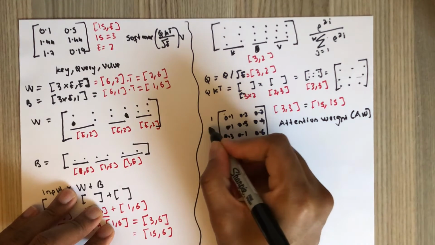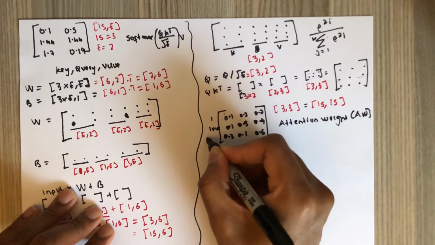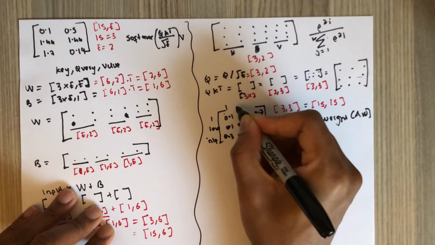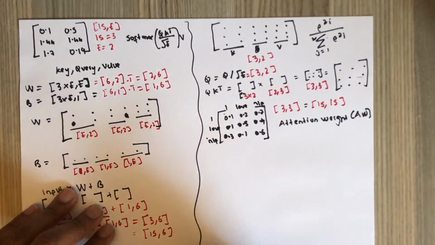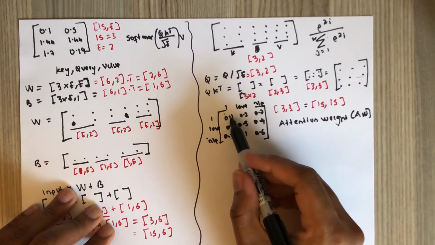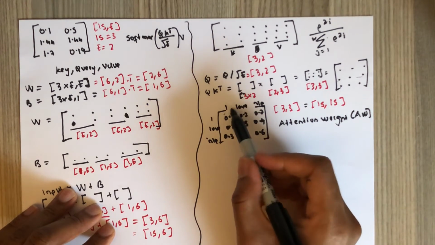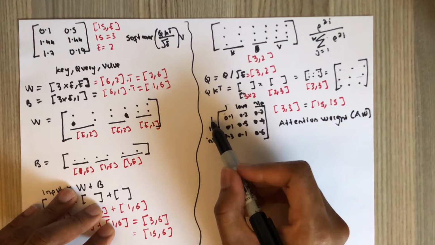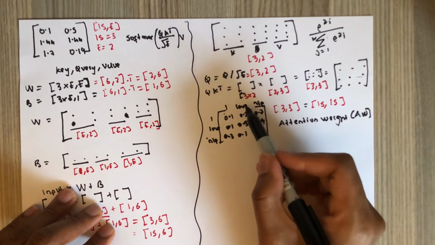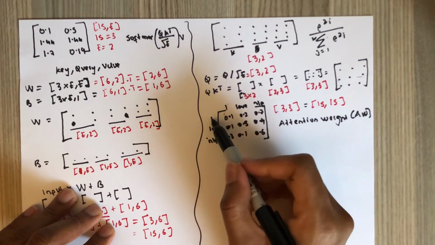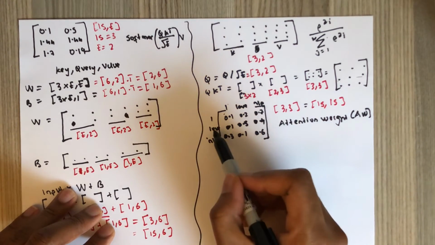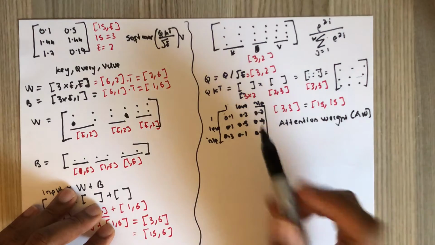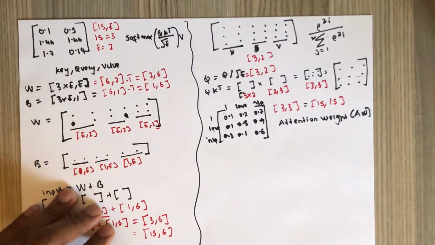This represents I love NLP, I love NLP. What this value represents is the amount of attention I should pay to itself, and this represents the amount of attention love should pay to I. The amount of attention NLP should pay to love is 0.4. This is what attention weight means.